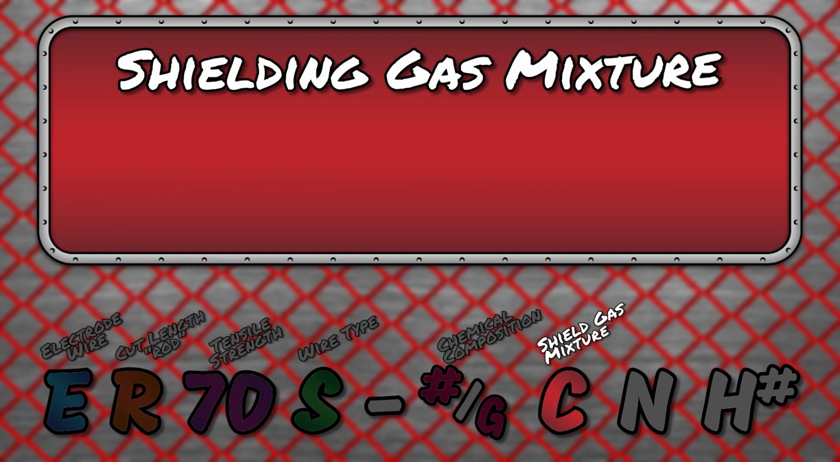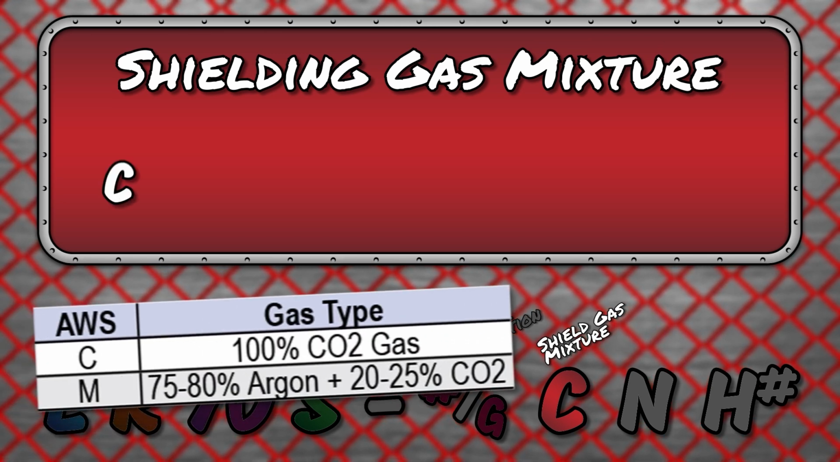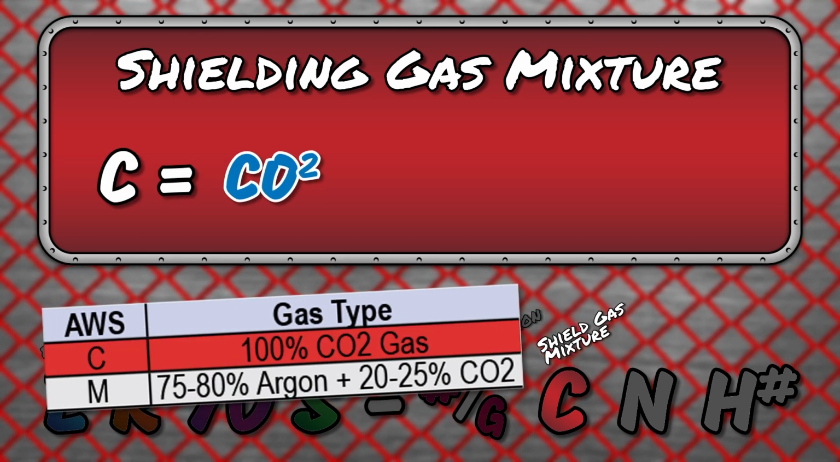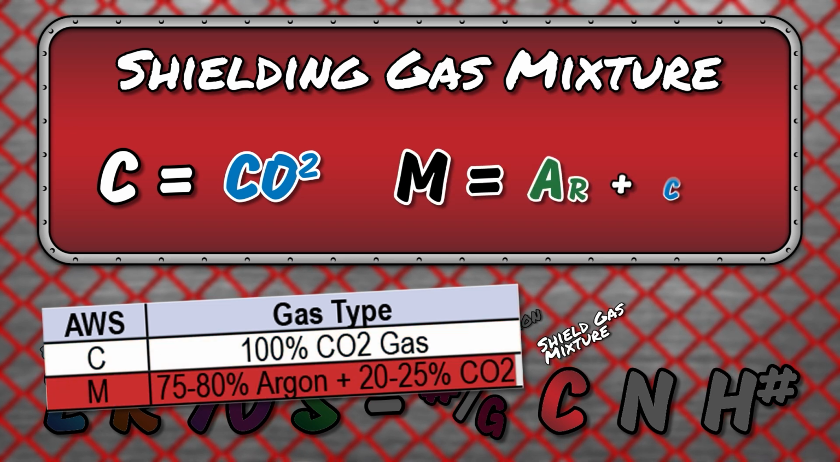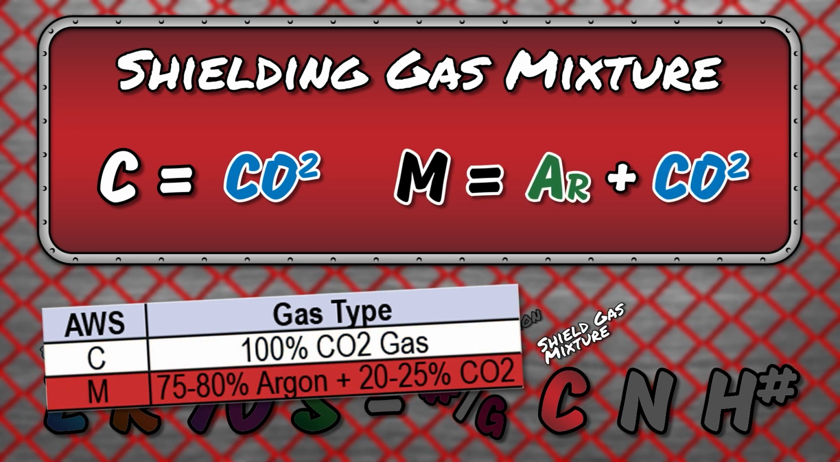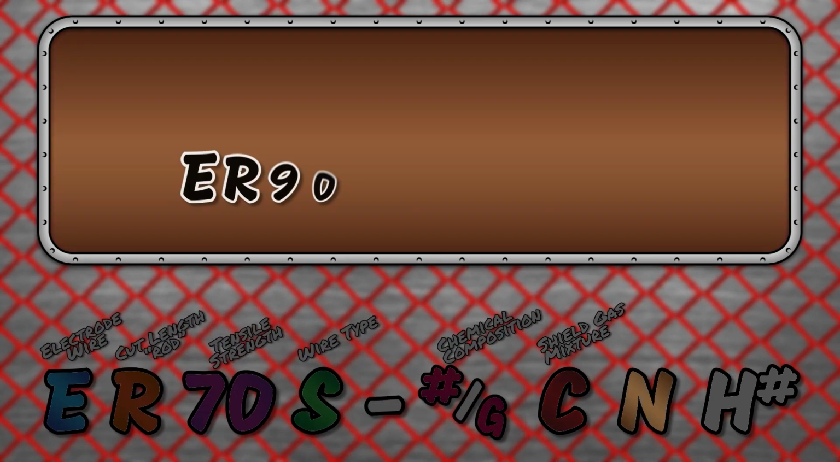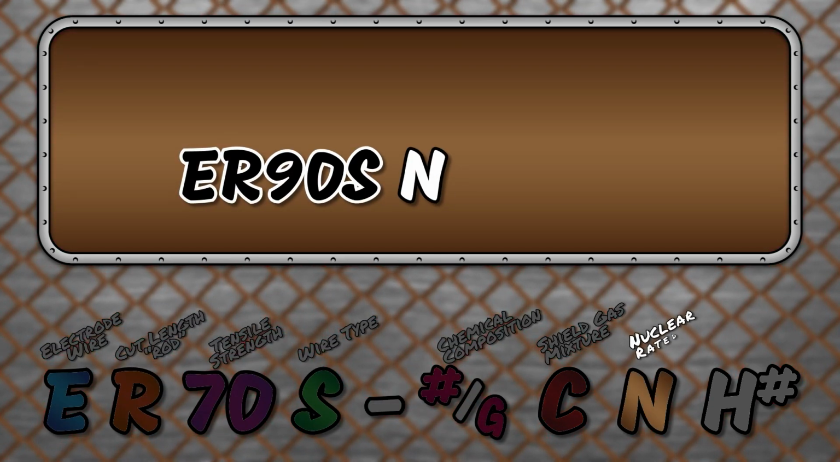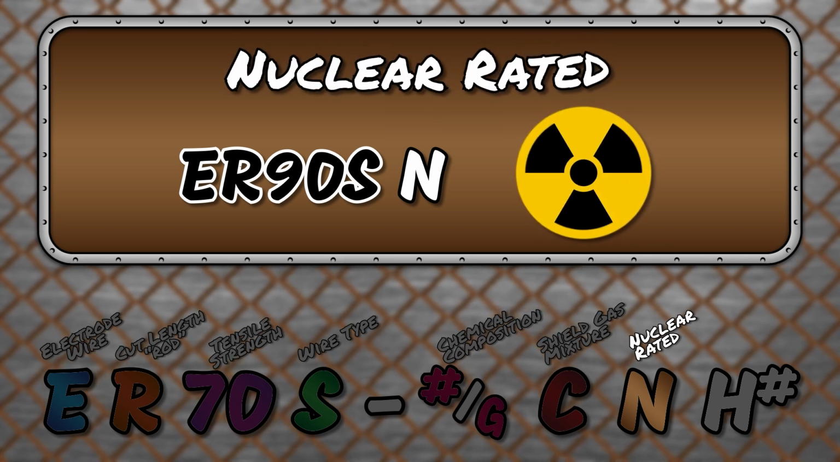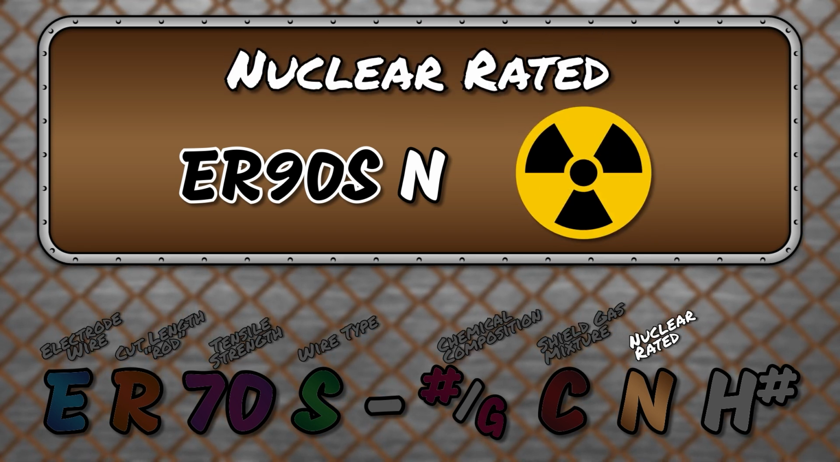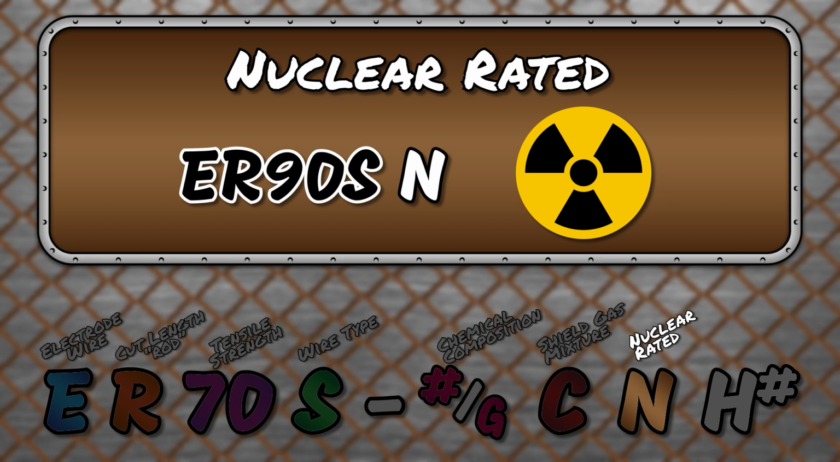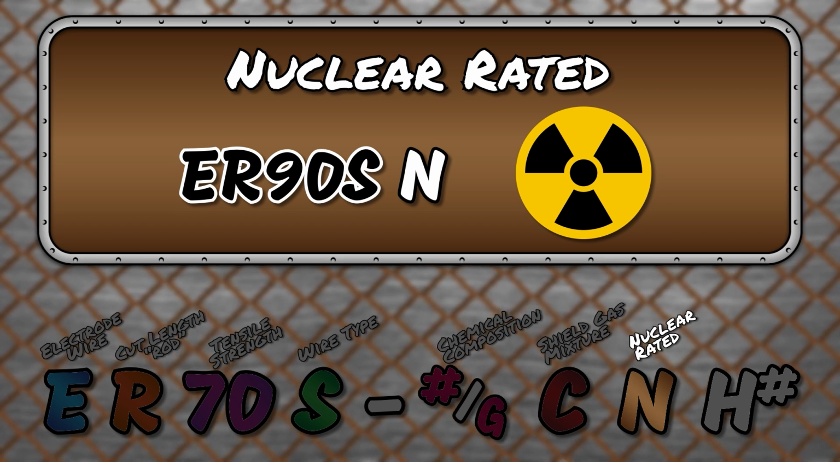Next is the required shielding gas mixture, which can either be a C for 100% CO2 or an M for a mixture of CO2 and argon. If an N is shown, this simply means that the product is rated for nuclear applications. An example would be ER90SN.